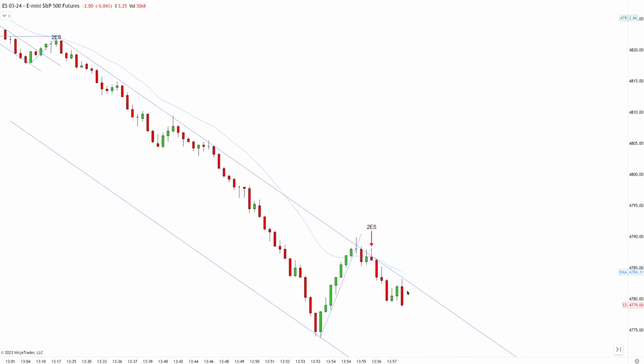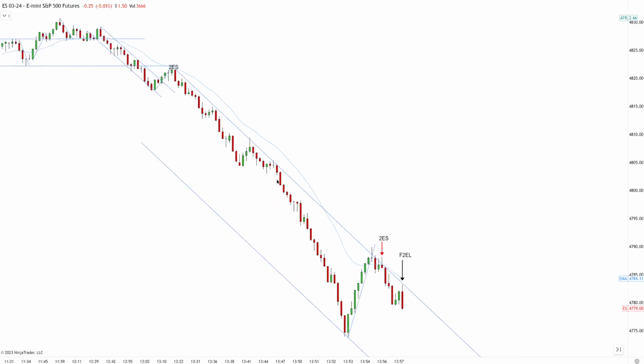We have a failed second entry long, but it's not fully at the EMA nor the trend line. You know, the downtrend is super strong. When you're watching this live, you know how strong the downtrend is. I can mark it more aggressive for more aggressive traders. You can see how strong the downtrend is. We cannot even break significantly above the EMA.